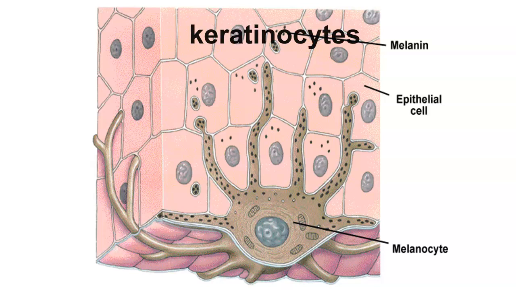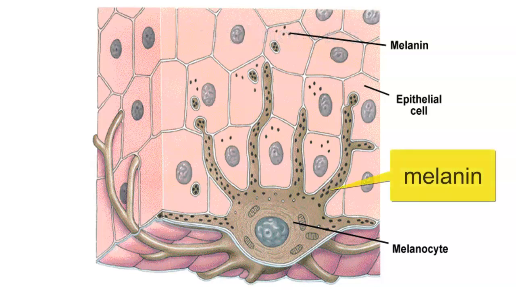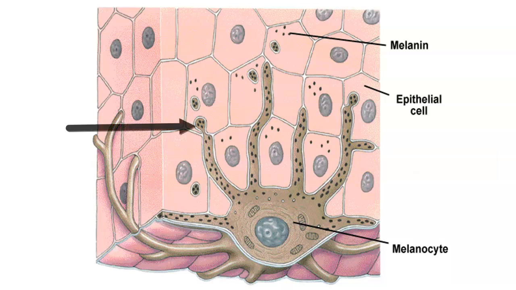The melanocyte produces a pigment called melanin. Melanin is a brown-black pigment, and that pigment is injected into the keratinocytes. It's transferred into the keratinocytes. Take a look at the end of this process from the melanocyte. Do you see how the melanin is accumulating in a membranous vesicle? That membranous vesicle is called a melanosome.